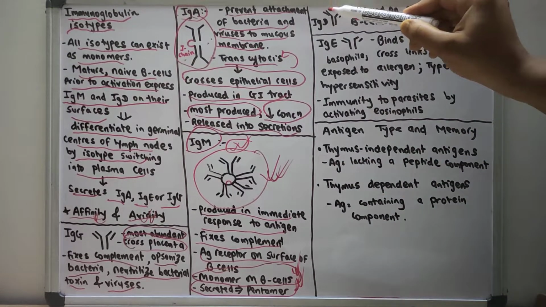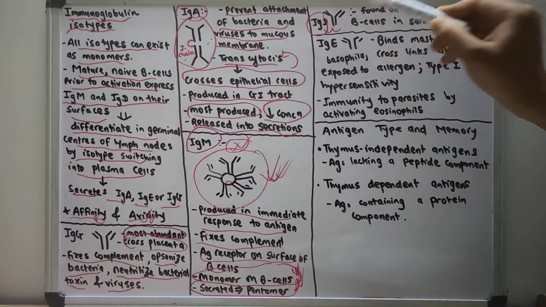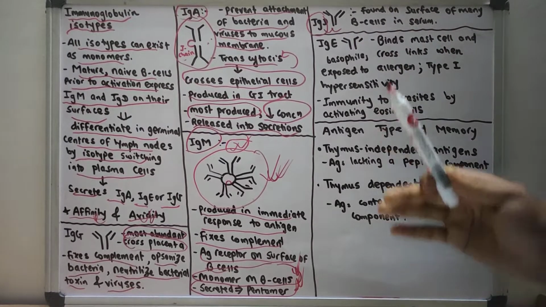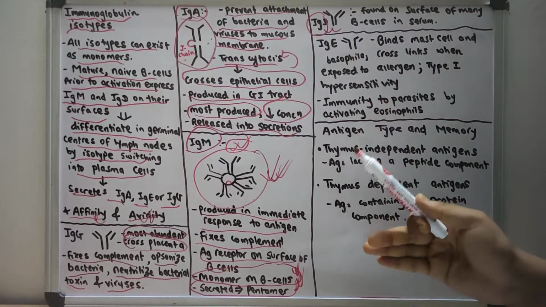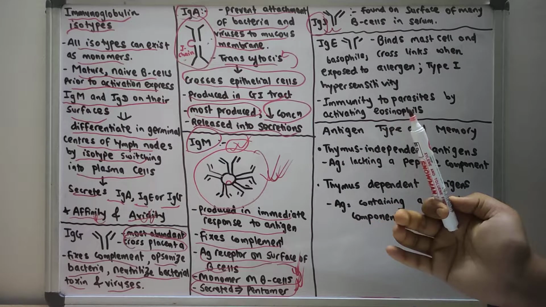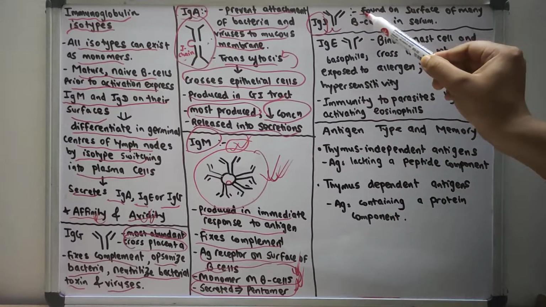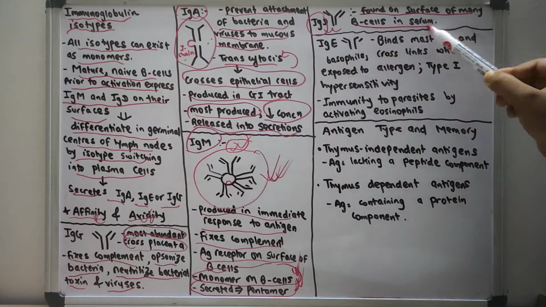So now let us discuss immunoglobulin D. Unlike other immunoglobulins, immunoglobulin D has an unclear function, but it is found on the surface of many B cells and in the serum.